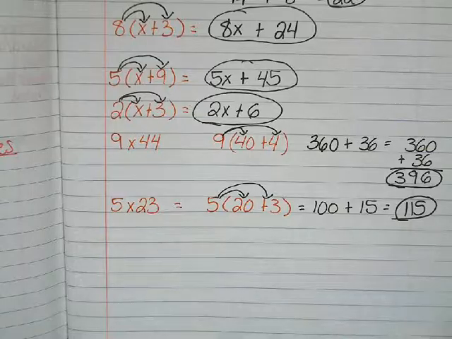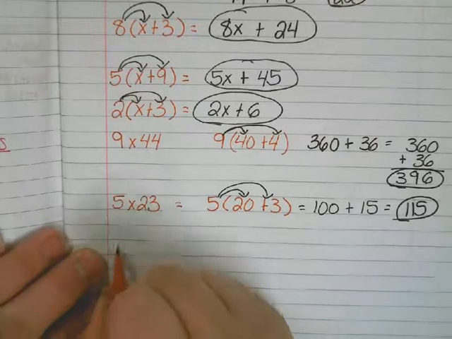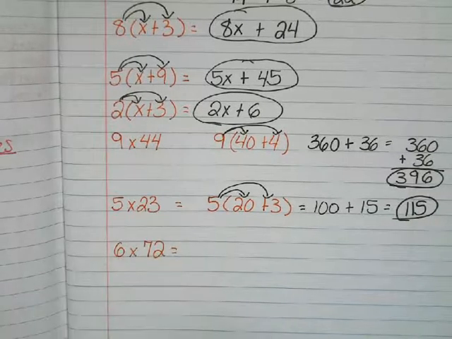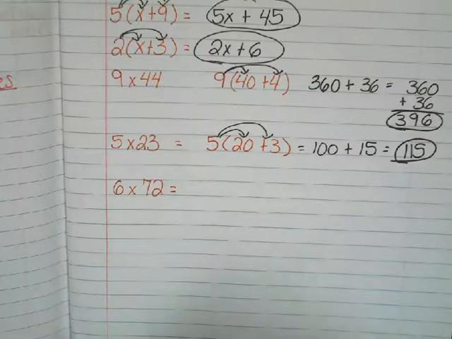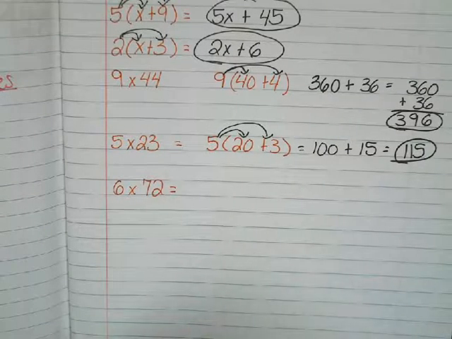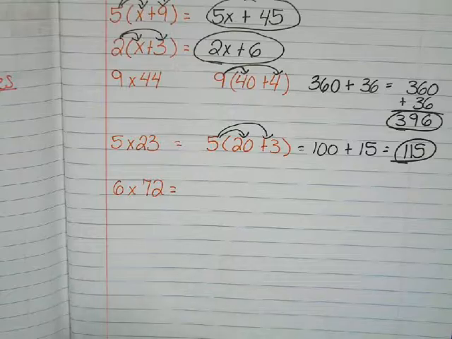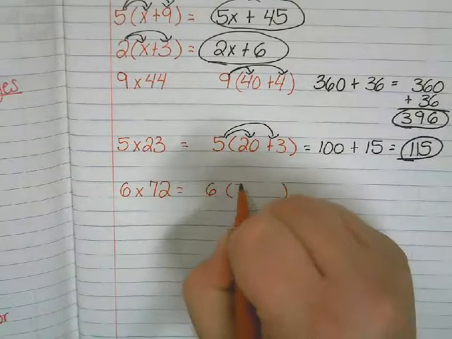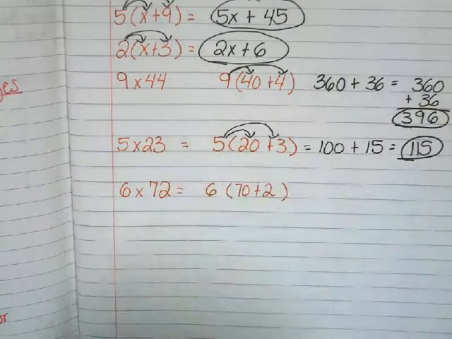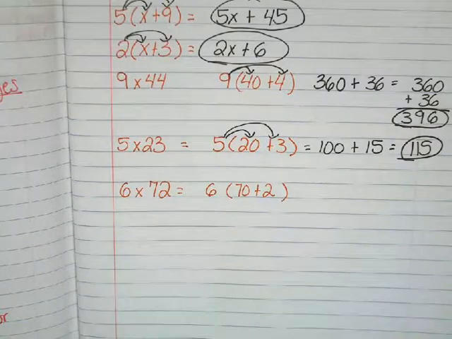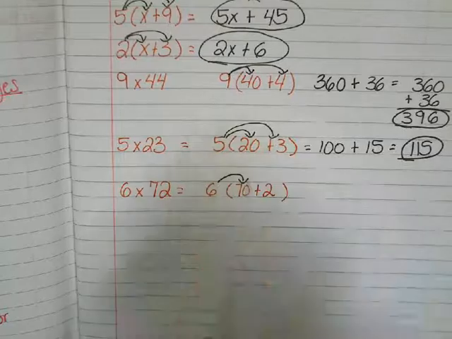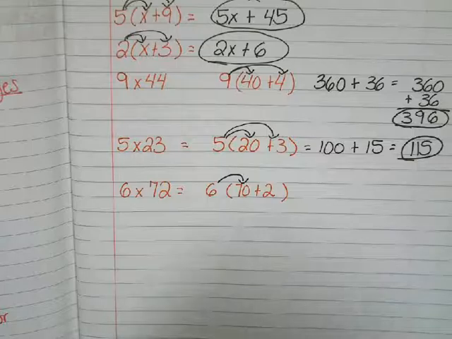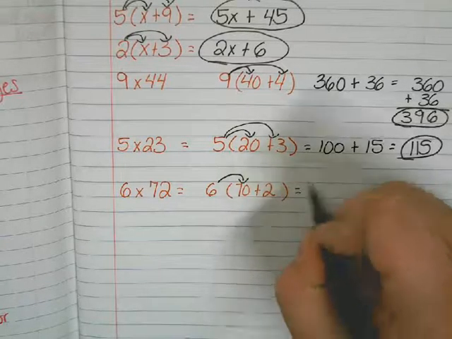One more. 6 times 72. So what number is going on the outside of the parentheses? 6. What's going inside the parentheses? 70 plus 2. Now what? 6 times 70, which is? Take 6 times 7 and add a 0. So what's 6 times 7? What was it? 42. Add a 0.